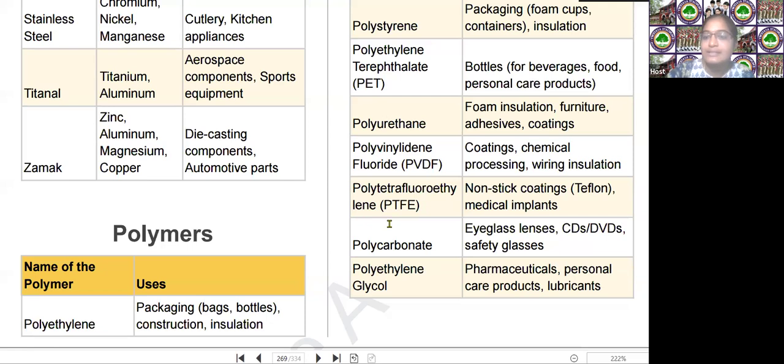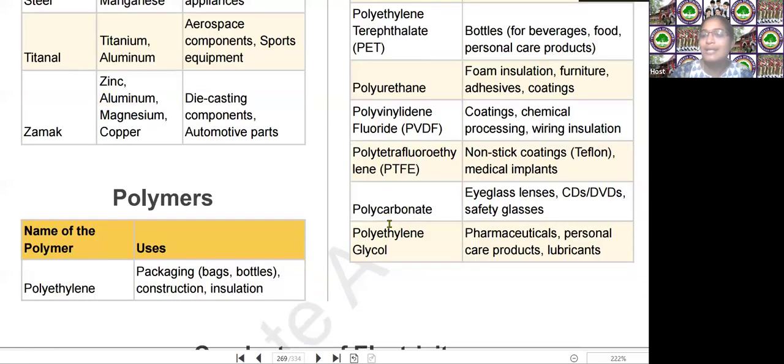And another one is polycarbonate. Polycarbonate is one of the polymers. This polycarbonate is used in eyeglass lenses, manufacturing of eyeglass lenses, CDs, DVDs and safety glasses. Do you understand? So polycarbonate is used in manufacturing of eyeglasses, eyeglass lenses, CDs, DVDs and safety glasses.